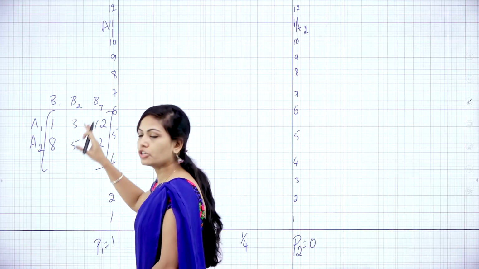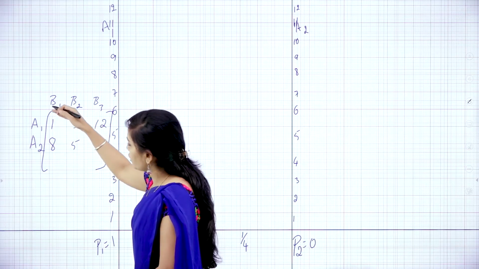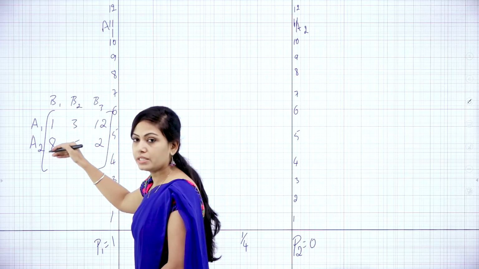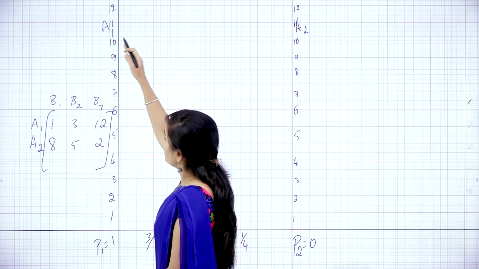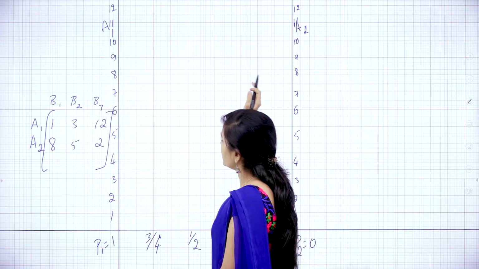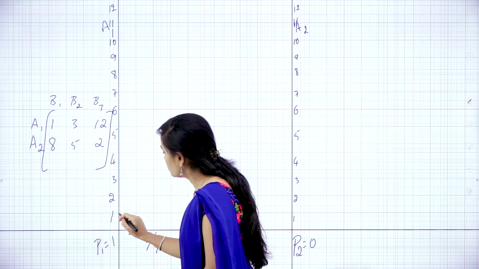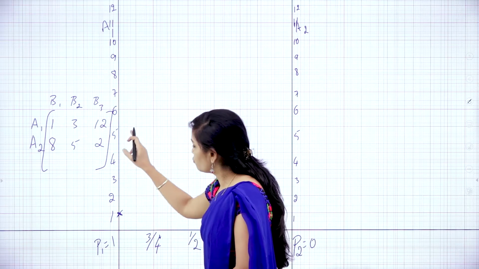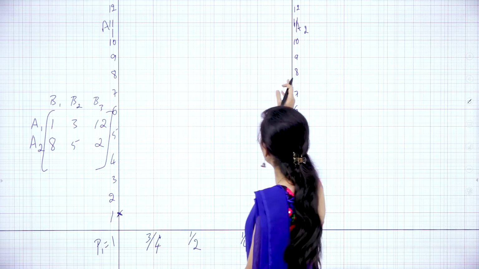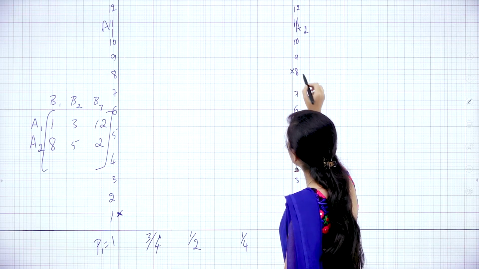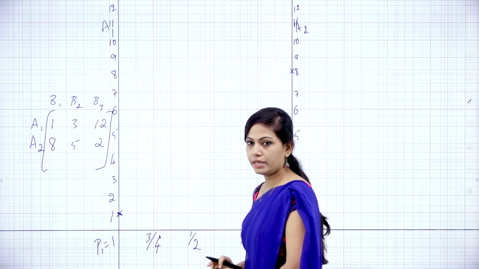First column, second column and third column. So in the first column I have 1 and 8. So from the first vertical line to the second vertical line, I will mark from 1 to 8. I will mark this line.